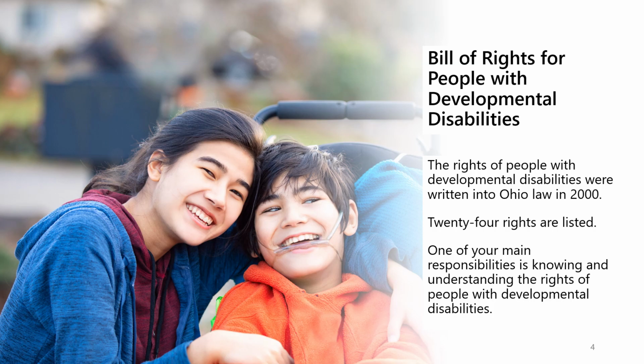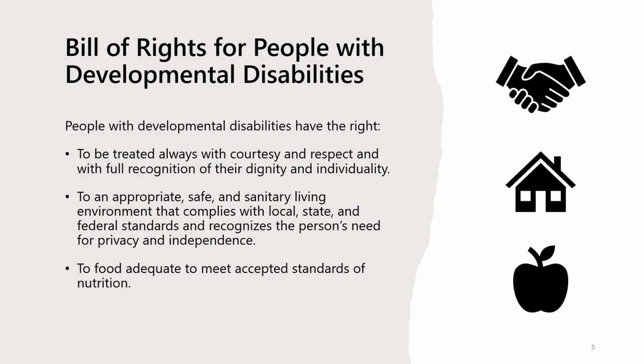with developmental disabilities. People with developmental disabilities have the right to be treated at all times with courtesy and respect and with full recognition of their dignity and individuality. The right to an appropriate, safe, and sanitary living environment that complies with local, state, and federal standards and recognizes the person's need for privacy and independence. The right to food adequate to meet accepted standards of nutrition.